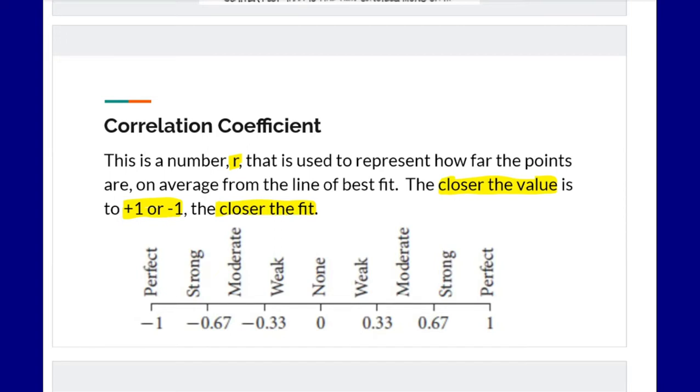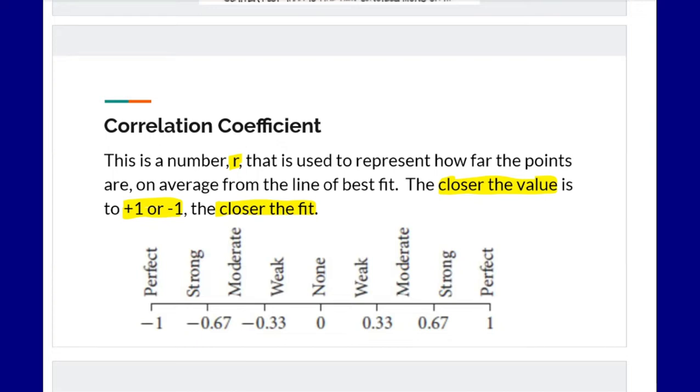Now, it is on a spectrum or a continuum, going from -1 all the way to +1. The reason we have the negative and the positive is because of the type of correlation. It could be negative, where we're decreasing as one increases, or it could be positive, where as one increases, the other increases as well. And then in between, it's broken up into thirds.